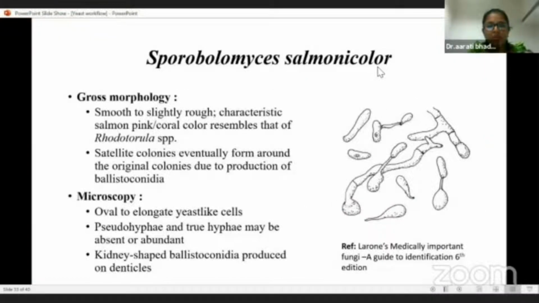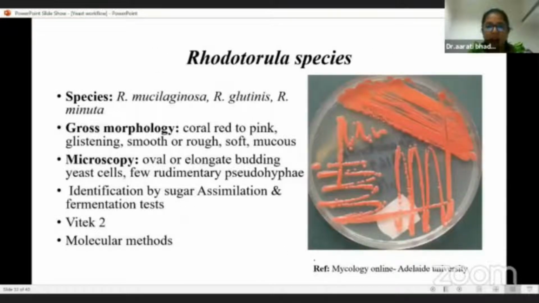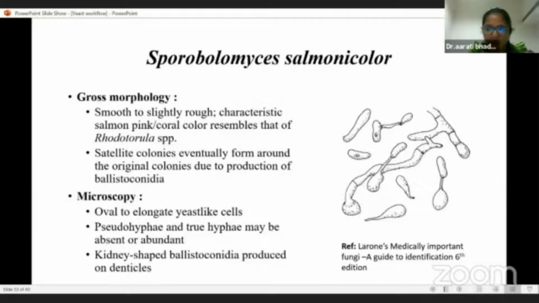But in Rhodotorula, in the microscopy, only budding cells will be there. Here we can see the ballistoconidia. Satellite colonies can be formed due to the production of these. In the microscopy, oval to elongate yeast-like cells will be there. Pseudohyphae will be there, and true hyphae will be there, and kidney-shaped ballistoconidia, which are supported on denticles. These will be there in the microscopy.